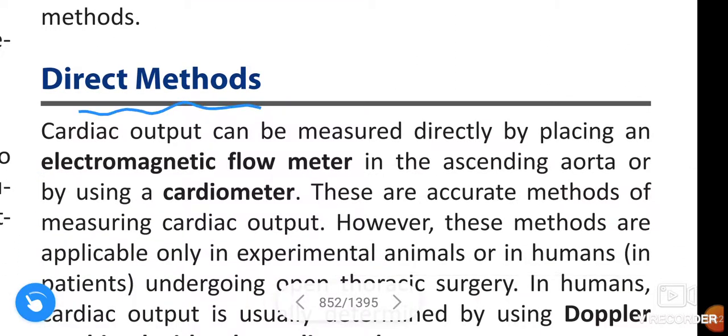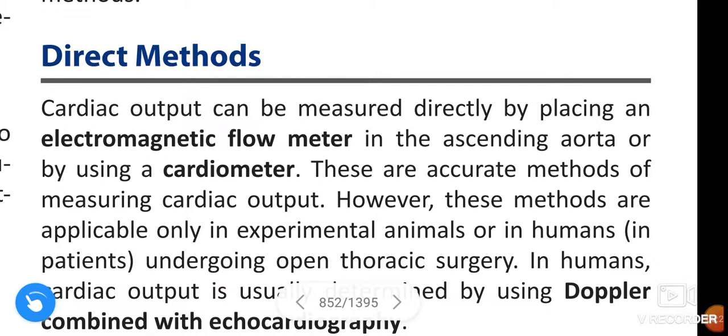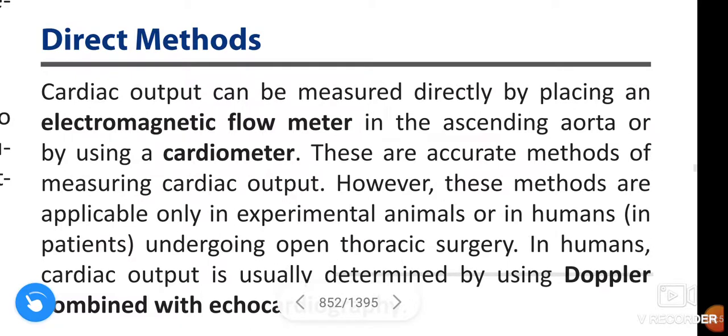First, the direct method. Cardiac output can be measured directly by placing an electromagnetic flow meter in the ascending aorta or by using a cardiometer. These are accurate methods of measuring cardiac output.